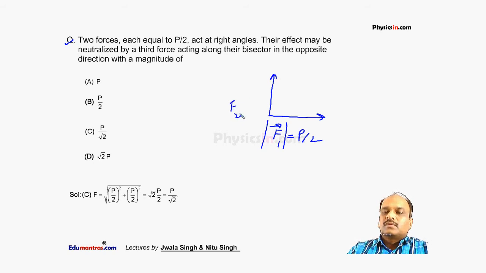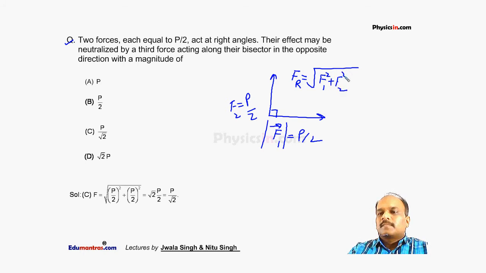This is F2, which is also equal to P by 2. These forces are mutually perpendicular, so we have to calculate the resultant. F resultant is equal to root over F1 square plus F2 square plus 2 F1 F2 cos 90, because the angle between these two vectors is 90 degrees.